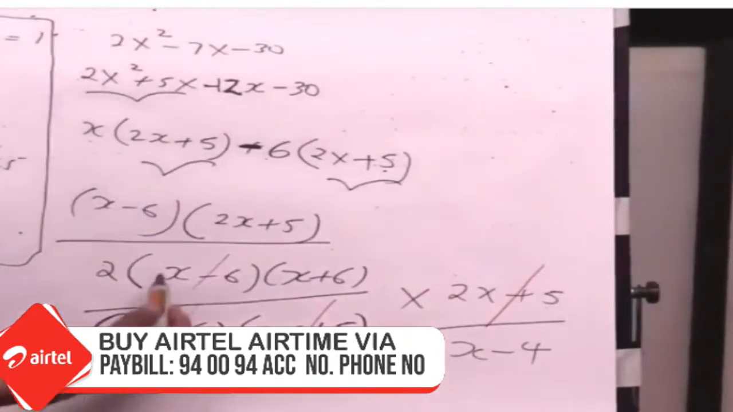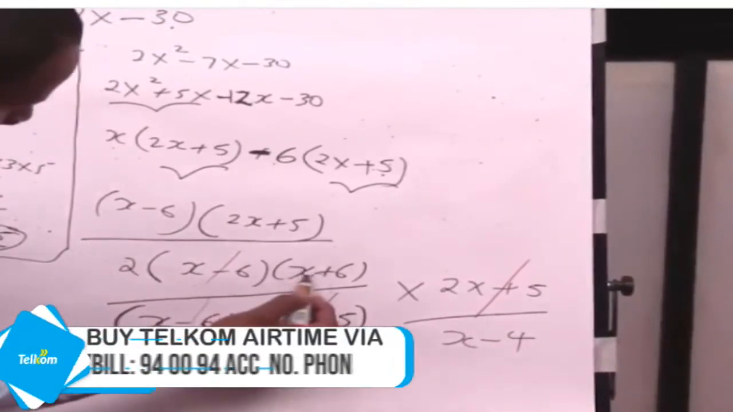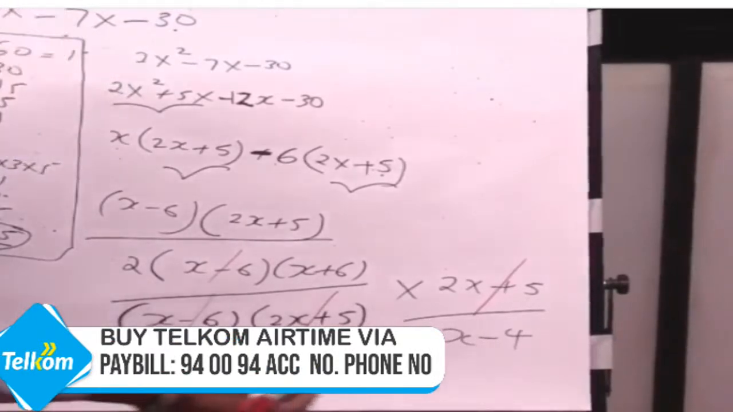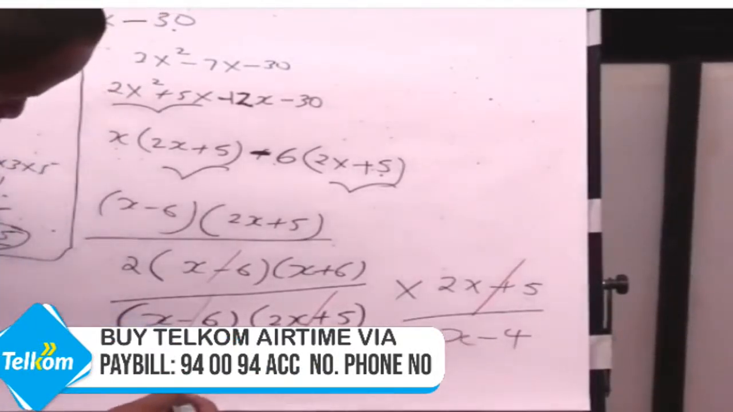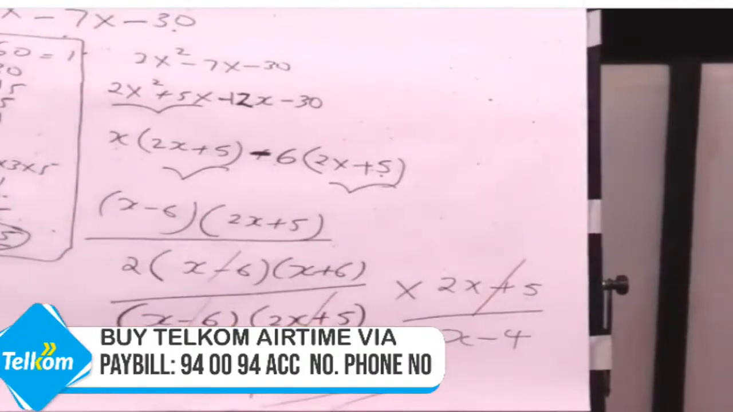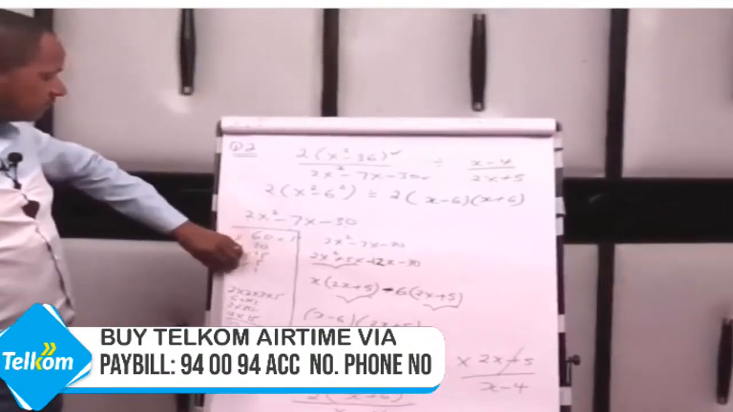So what do we remain with? We remain with 2 into x plus 6 over x minus 4. That's our answer. Question number 3.